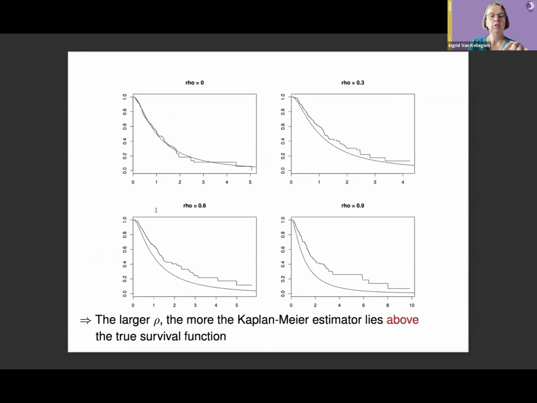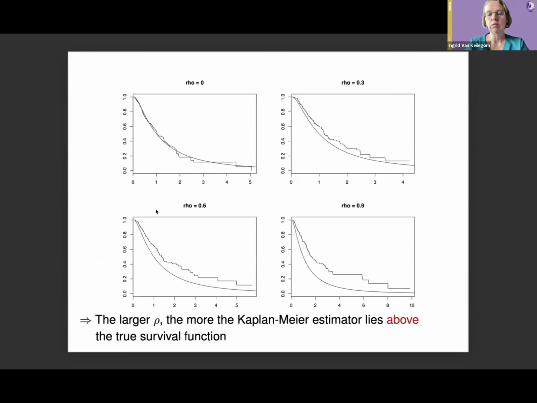So in the figure in the top left corner, you see the case where rho is 0. So in that case, we have independent censoring, and indeed, the true survival function, which is the smooth curve, is close to the Kaplan-Meier estimator, which is the step function. Yeah? But then when you look at the other three pictures, this is for rho equal 0.3, 0.6, and 0.9. So you see that the Kaplan-Meier estimator gets further and further away from the true survival function.